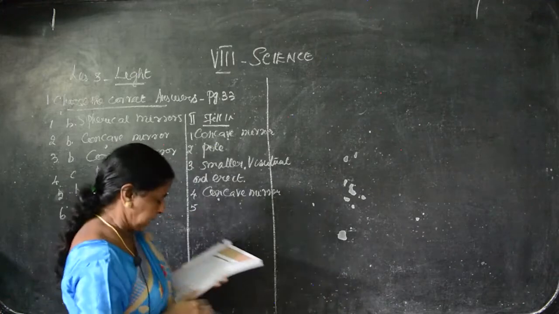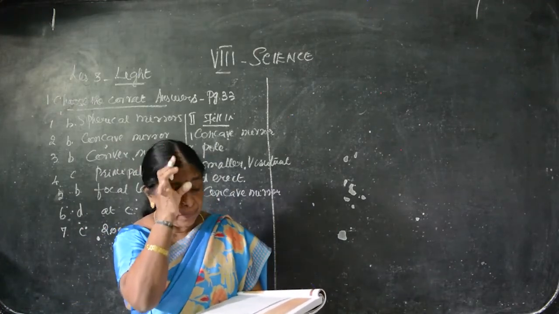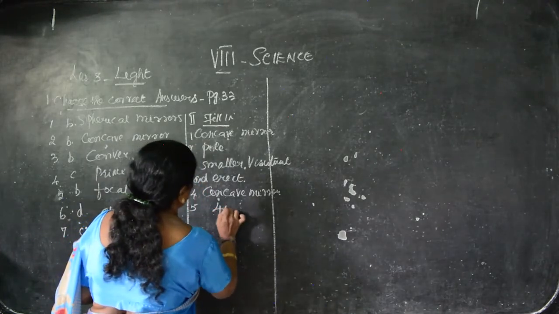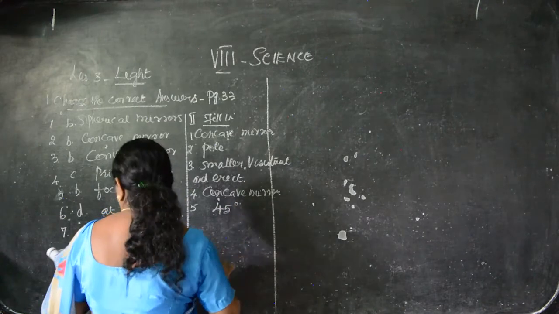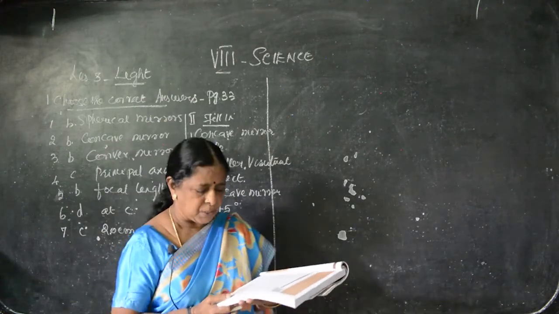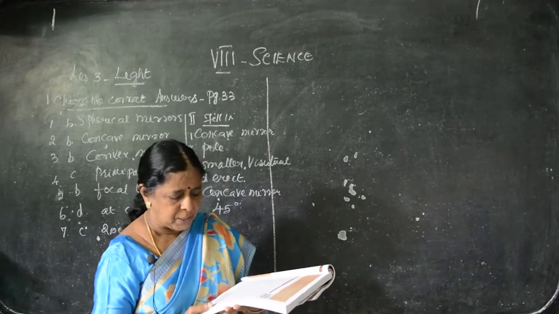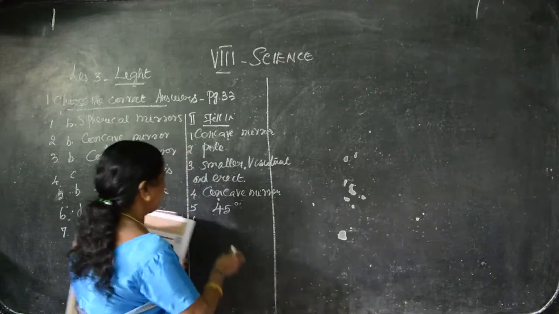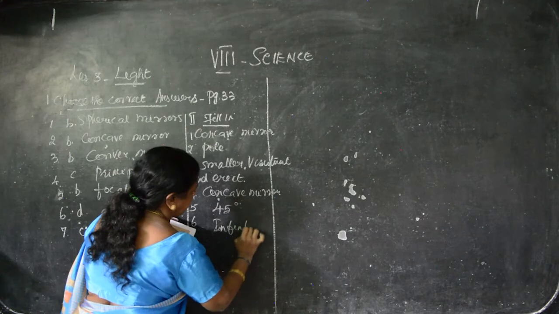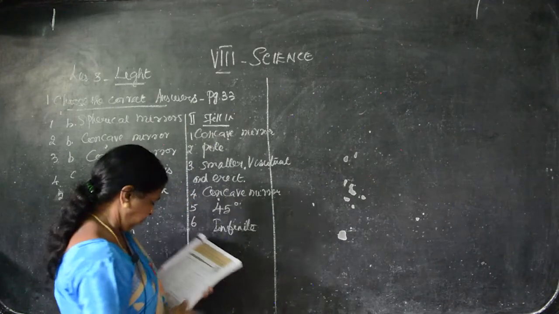And the fifth one is, if the angle of incidence is 45, then the angle of reflection is 45. Already we have studied the laws of reflection. 45 degrees. If an object is placed between two mirrors which are parallel to each other, the number of images formed is infinite. Infinite means what? We cannot count. Clear?